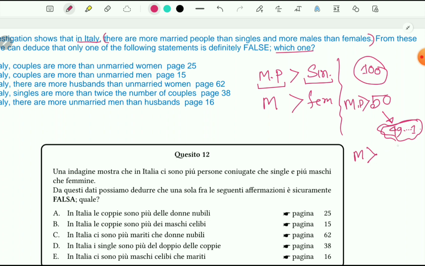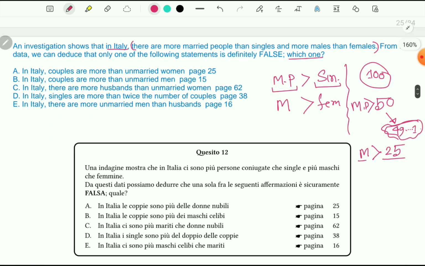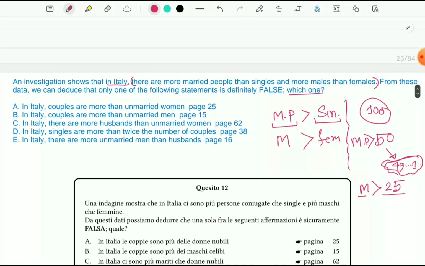That means if we divide it by half, then it becomes roughly 25. Not exactly, just for this problem, let's say it. So males should be greater than 25 in the case when married people are greater than 50. So we have to find out the false statement. Usually we find the true, correct answer, but in this case we have to find which one is false. That means out of these 5 options, 4 are correct.